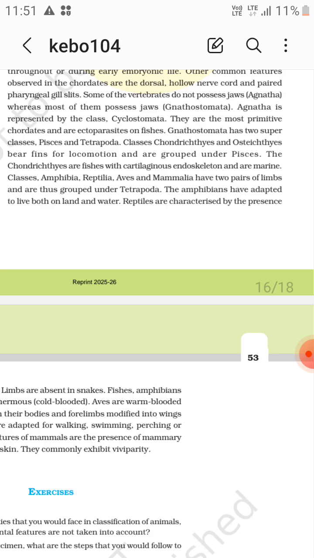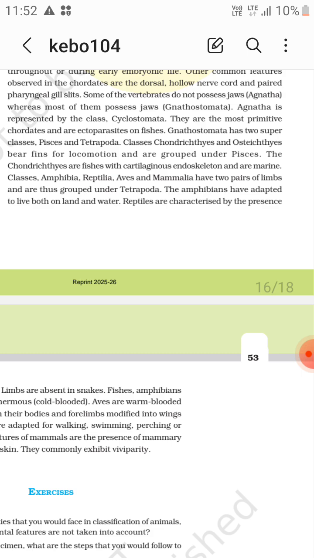Under the Gnathostomata there are two superclasses, Pisces and Tetrapoda. Pisces is a superclass, right? Pisces contains the classes Chondrichthyes and Osteichthyes. The class Chondrichthyes are fishes with a cartilaginous endoskeleton and are marine.